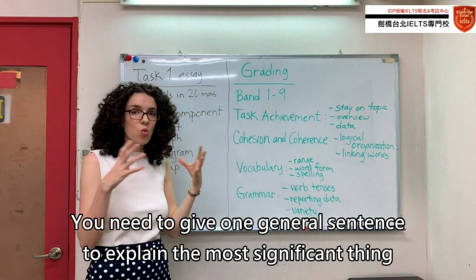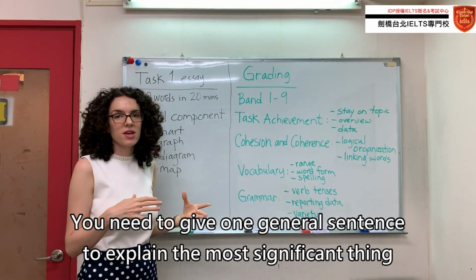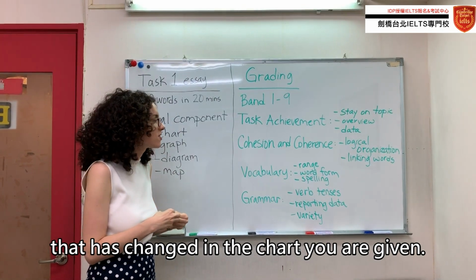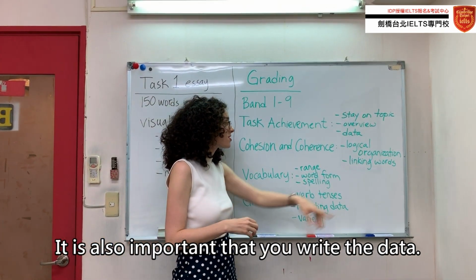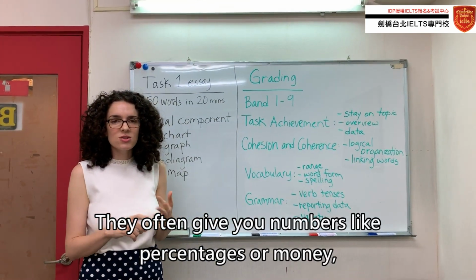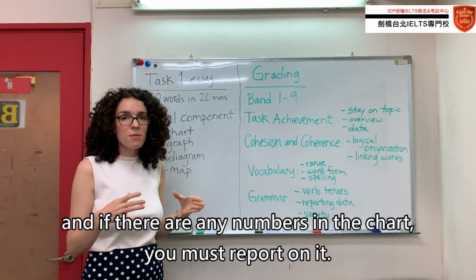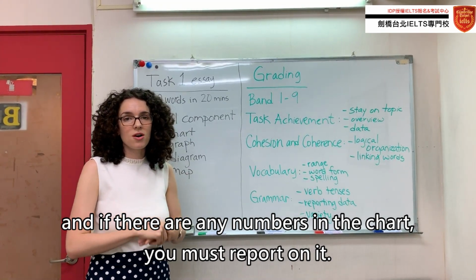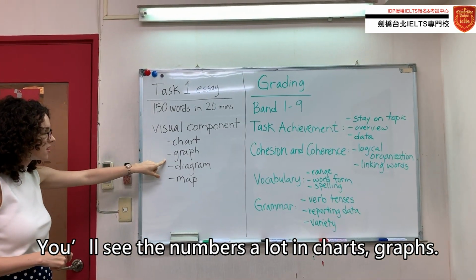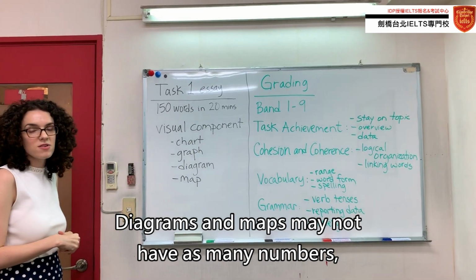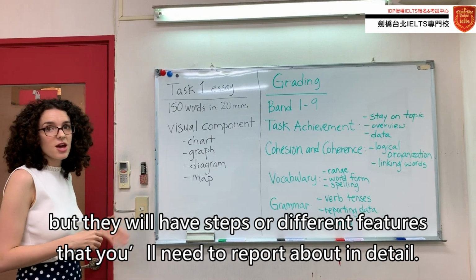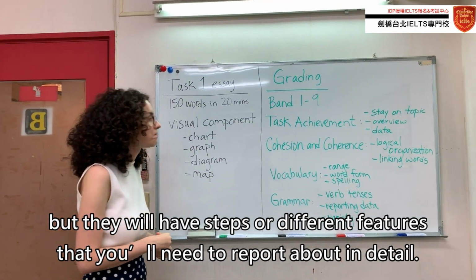You need to give one general sentence to explain the most significant thing that has changed in the chart that you're given. It's also super important that you write the data. They often give you numbers like percentages or money, and if there's any numbers in the chart, you must report on it. You'll see the numbers a lot in charts and graphs. Diagrams and maps may not have as many numbers, but they will have steps or different features that you'll need to report about in detail.